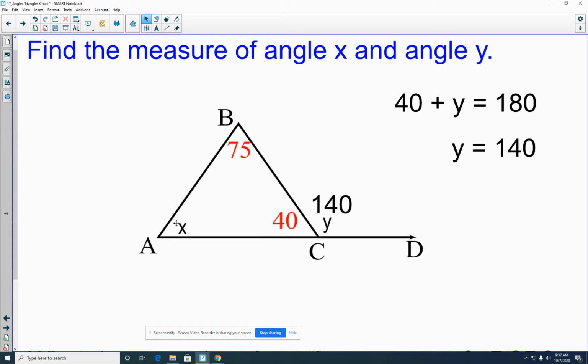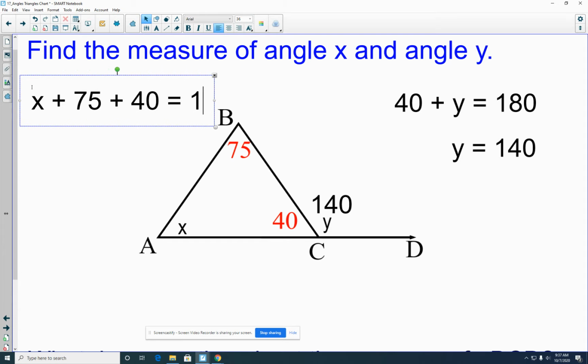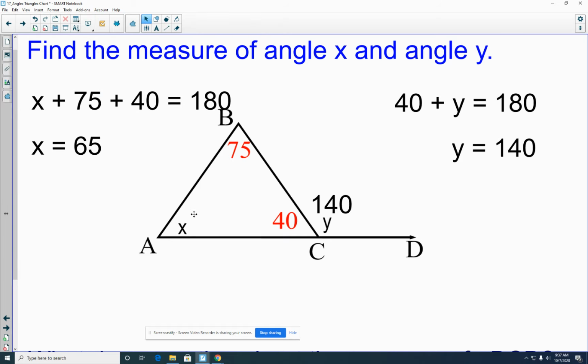Okay, easy. Y is 140. Now, x really isn't too bad either, right? Because x, 75, and 40, these are three angles in a triangle. And the angles in a triangle must also sum to 180. So that's x plus 75 plus 40 equals 180. Right, so then if we combine like terms and we subtract, we actually get that x is equal to 65. So here, x is 65. Okay, so not bad. We were able to find angle x and angle y, linear pairs, and angles in a triangle sum to 180. Excellent.